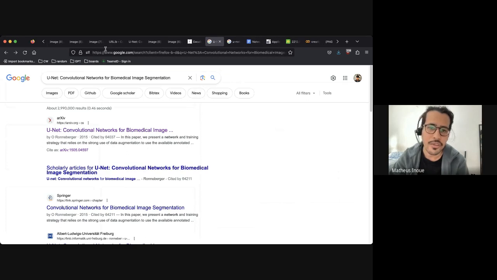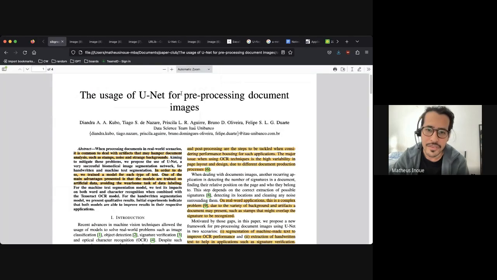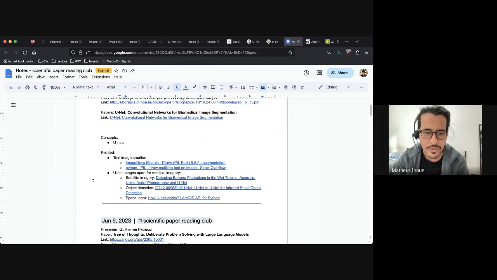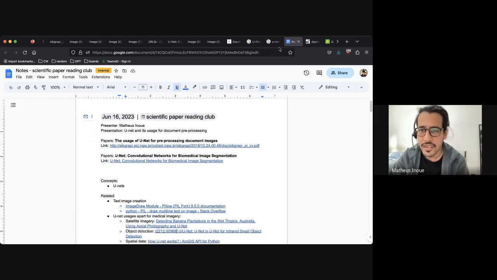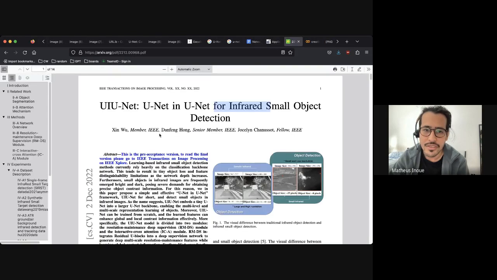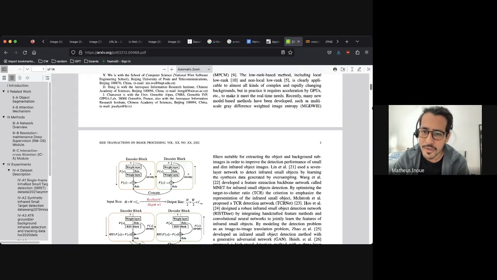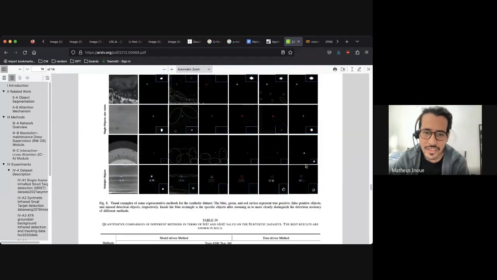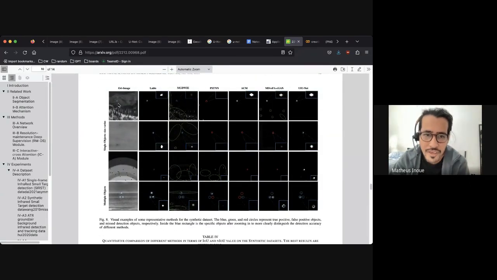And I'm going to show later the paper on document images, but I also put it here in the document of the session. Some other applications: here we have this one that applied a variation of the UNET to small object detection. Look at that, really small objects in the image, and it's able to get some good results also compared to other techniques. I'm just talking about how UNET is used not only for biomedical imagery.